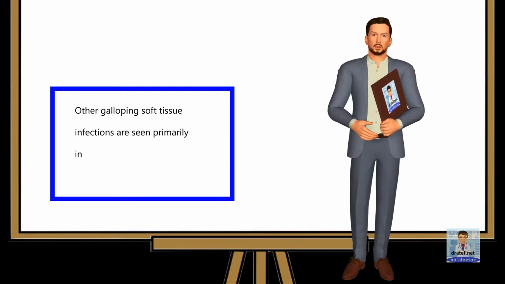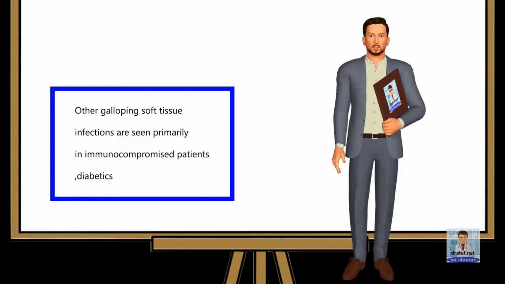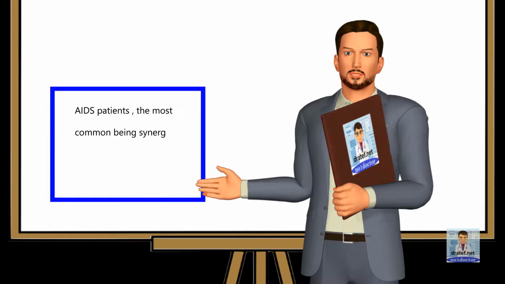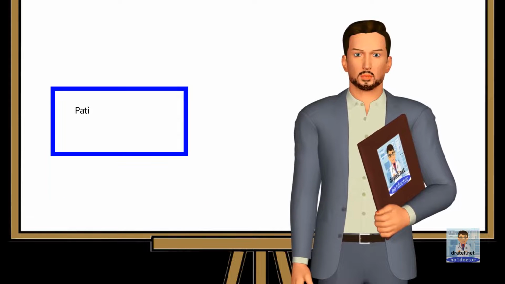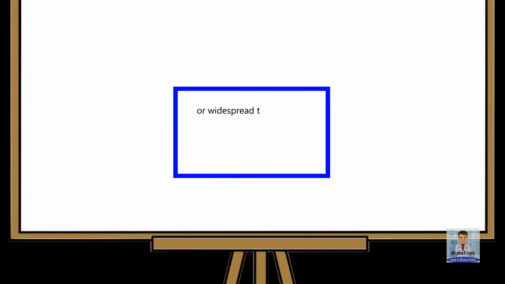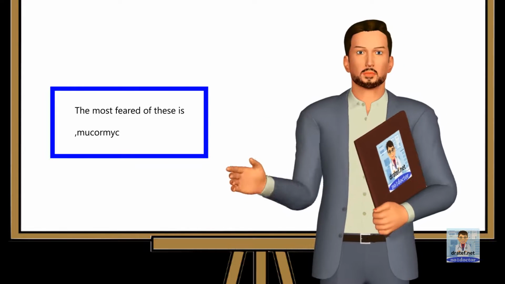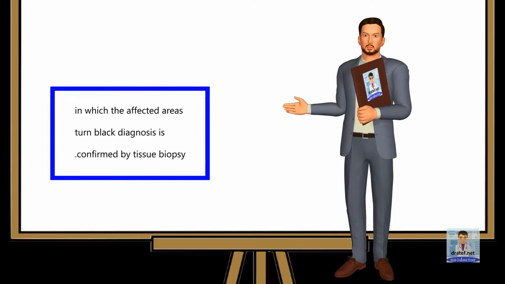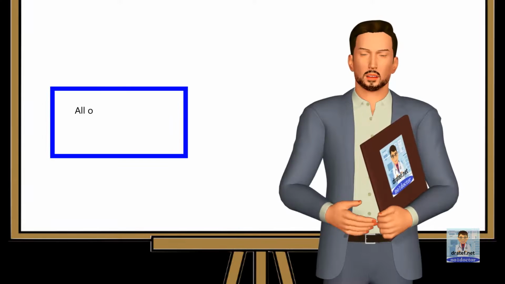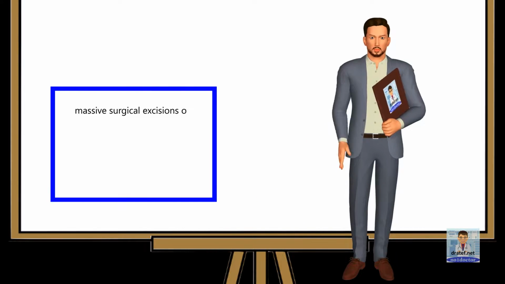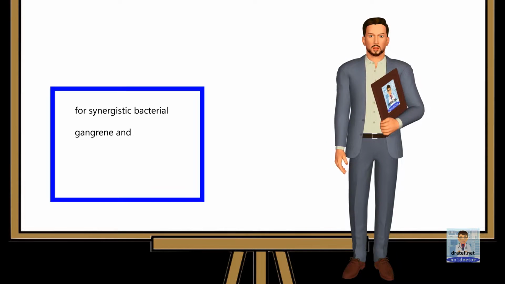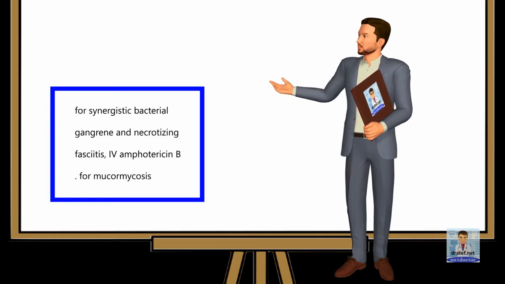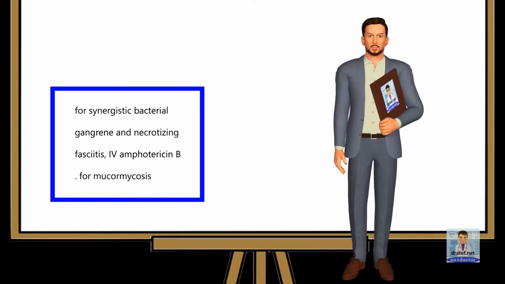Other galloping soft tissue infections are seen primarily in immunocompromised patients, diabetics, and AIDS patients, the most common being synergistic bacterial gangrene and necrotizing fasciitis. Patients debilitated by extensive burns or widespread trauma may suffer fulminating fungal infections. The most feared of these is mucormycosis, in which the affected area is turned black. Diagnosis is confirmed by tissue biopsy. All of these conditions require repeated, massive surgical excisions of dead tissue in addition to appropriate antibiotics: broad spectrum for synergistic bacterial gangrene and necrotizing fasciitis, and amphotericin B for mucormycosis.